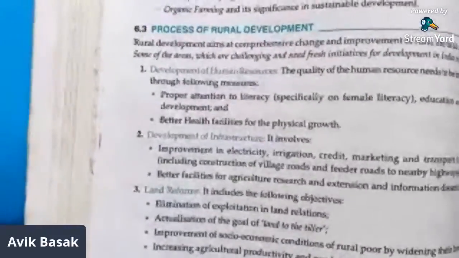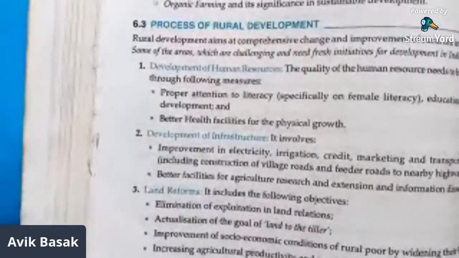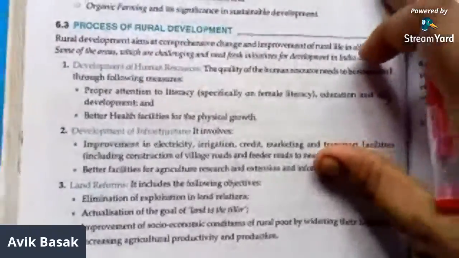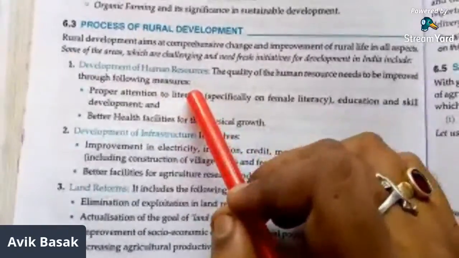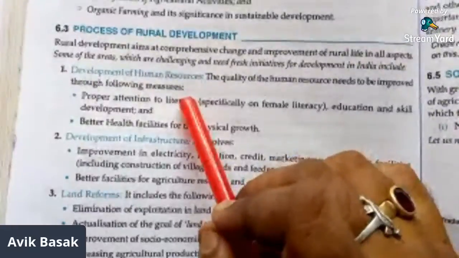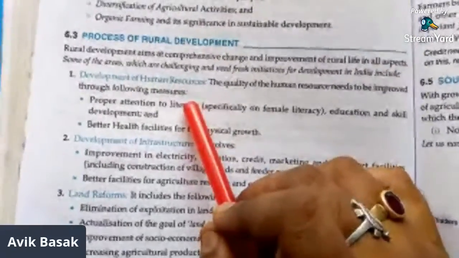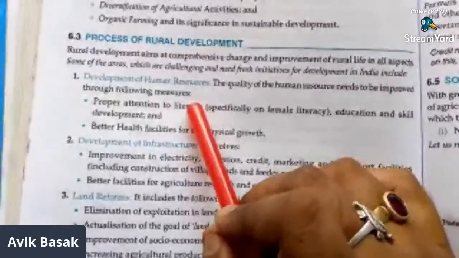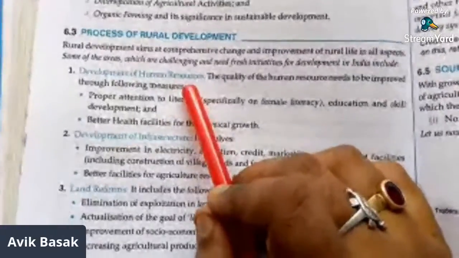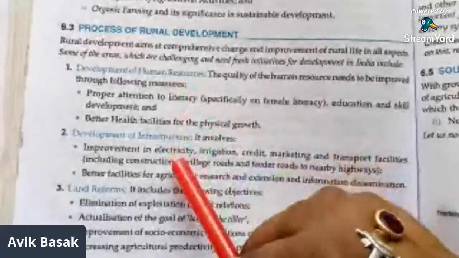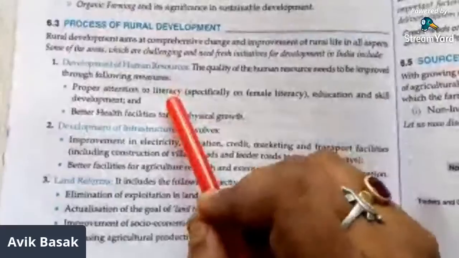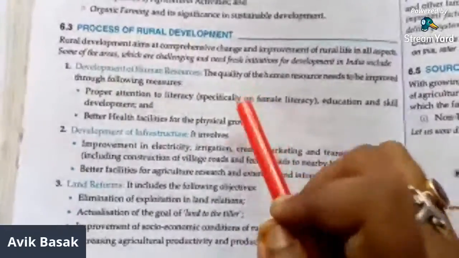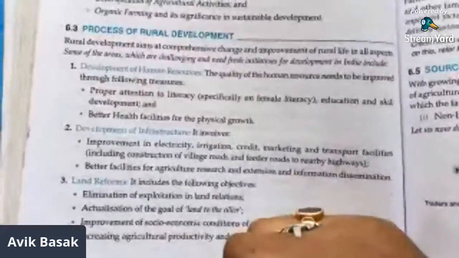Now students, to start some development, we require some steps to be followed. What are the steps? The first step is the development of human resources. We came across this in the chapter on human capital formation. It's our duty to develop the human resource. How will we develop it? By increasing the literacy rate and educational level, especially giving importance to female literacy. Second, health facilities should also be improved.